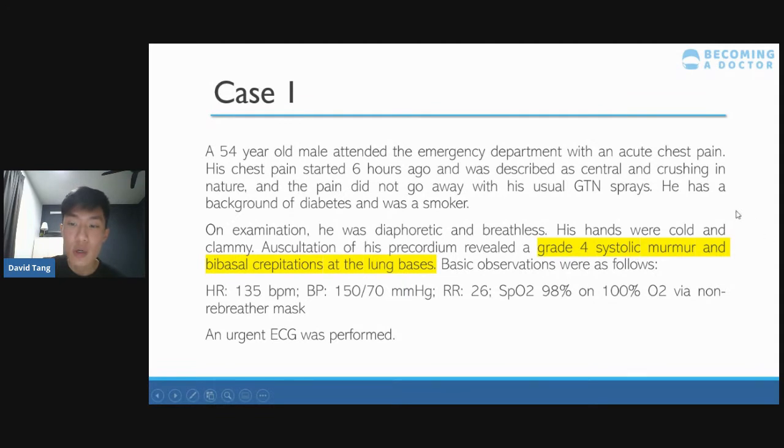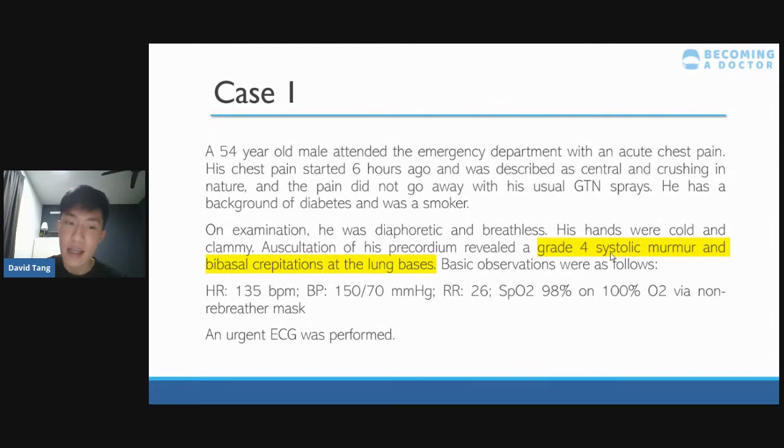So it could be only one of two things, and the patient also has bibasal crepitations. In a myocardial infarction setting, in this case the patient had an inferior infarct. This leads to disruption of the subvalvular apparatus, the papillary muscles and the chordae tendineae, and the patient later developed an acute mitral regurgitation, and hence explains the murmur.